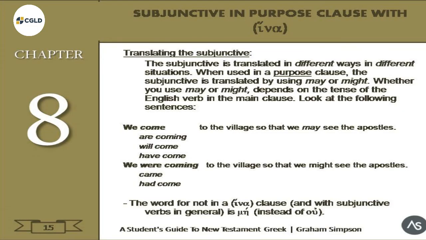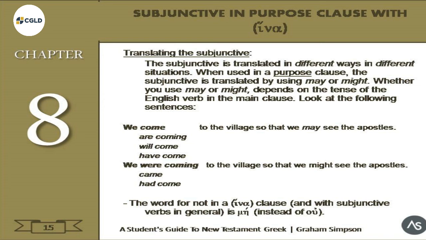Now, whether you use may or might depends on the tense of the English verb in the main clause. Look at the following examples as we conclude this session. We come to the village so that we may see the apostles. Or we are coming to the village so that we may see the apostles. We will come to the village so that we may see the apostles. We have come to the village so that we may see the apostles.